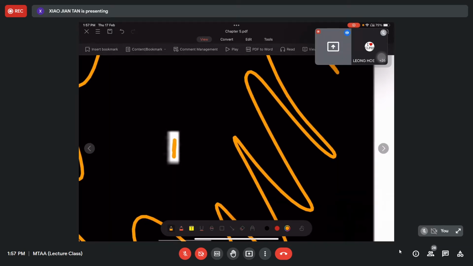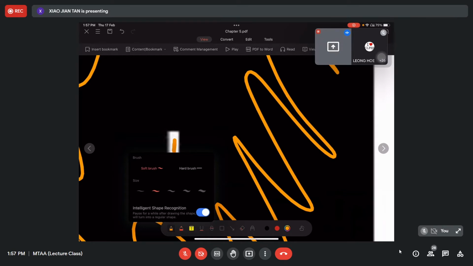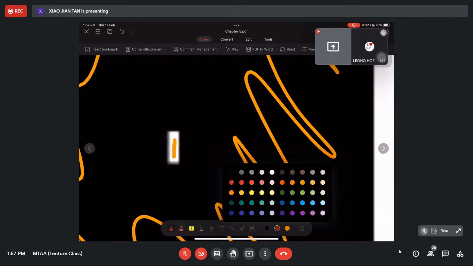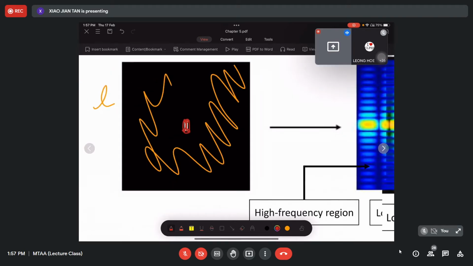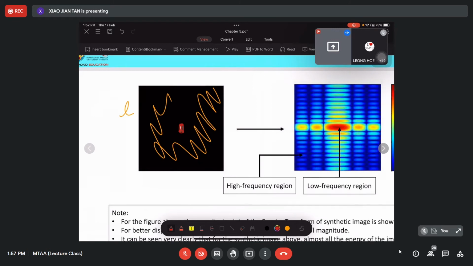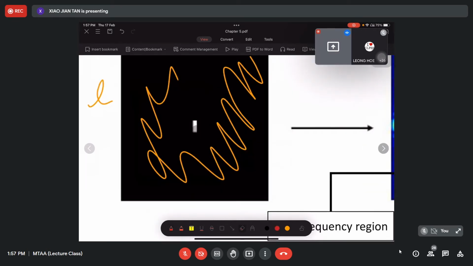Perhaps it's very difficult for me to draw. Let me use red color. The changes here, the changes from black to white. Only these four are considered as the high frequency information. Why? Because there is a rapid change of intensity within a very short time.